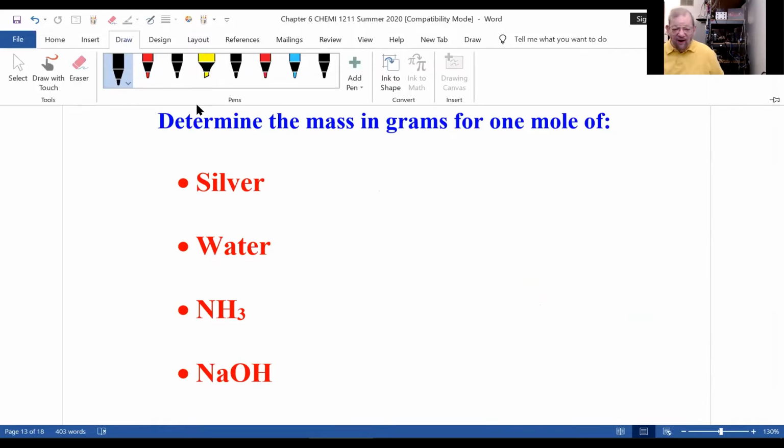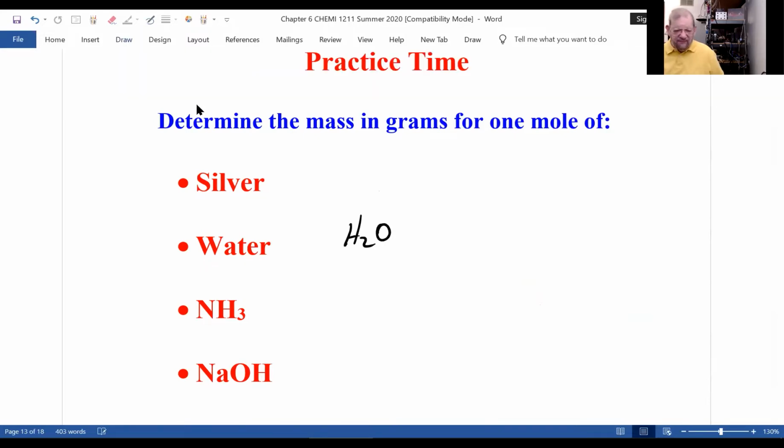Well, water, H2O, and that's 2 hydrogens and 1 oxygen. I put the dot there so you know it's not the number 10. And 2 times what's the atomic weight of hydrogen to 3 significant figures? 1.01. 1 times an oxygen to 3 significant, 16.0.